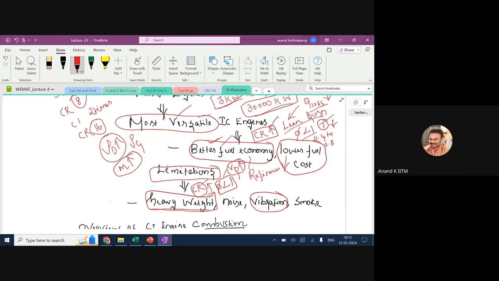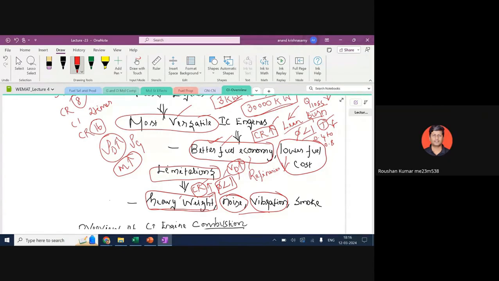This is the reason why SI passenger cars are more popular than CI passenger cars, because the vibration and noise characteristics are poor. Not only does heavy weight lead to vibration, that is another reason. Here I have highlighted noise also as a reason. Can anyone tell me why noise and vibration are higher in a CI engine compared to an SI engine?